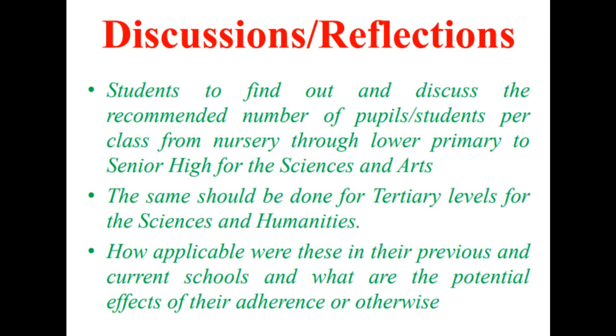Discussions and reflections: students are to find out and discuss the recommended number of pupils or students per class from nursery through lower primary to senior high, for the sciences and arts. The same should be done for tertiary levels for the sciences and humanities. How applicable were these in their previous and current schools, and what are the potential effects of their adherence or otherwise?